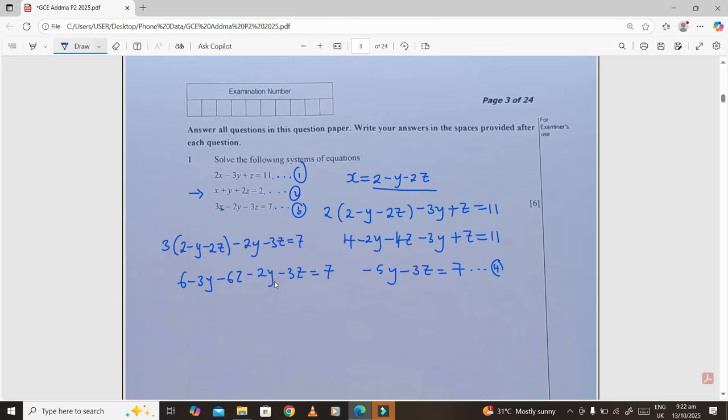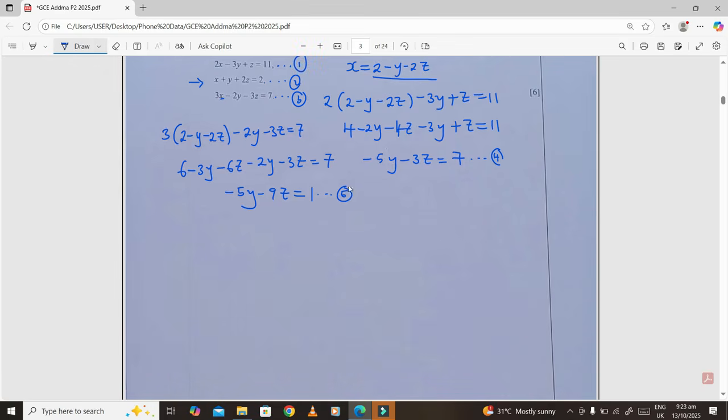Minus 3y and minus 2y will give us a minus 5y, while minus 6z and minus 3z will give us a minus 9z, which is equal to 1. When this 6 crosses the equal sign, it will be 7 minus 6, which will give us a 1. So we've got equation number 5. So there are 5 equations. Now we can solve equation number 4 and 5 simultaneously.